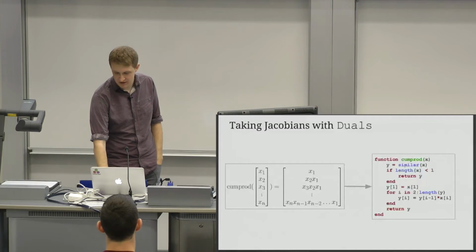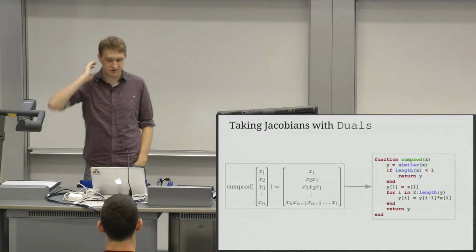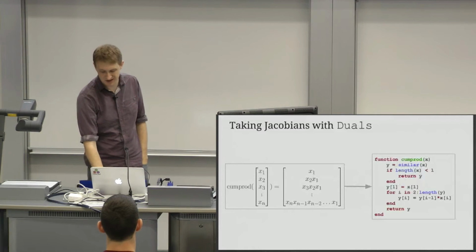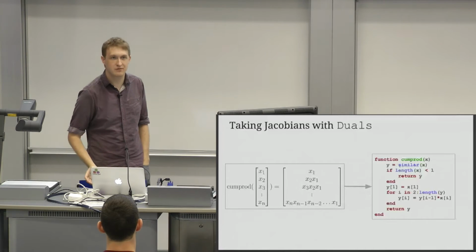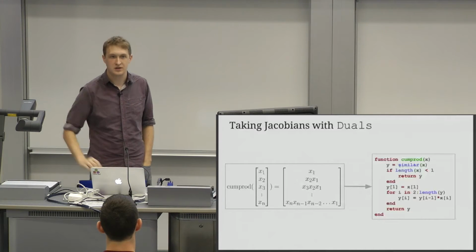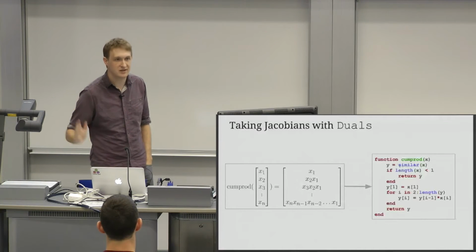Just a word for people who aren't used to using Julia. Everything else is probably self-explanatory, but the similar function here just constructs an array of a like type to the array that you give it, in like size.